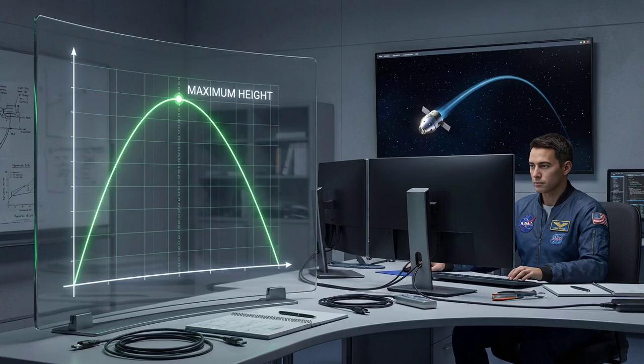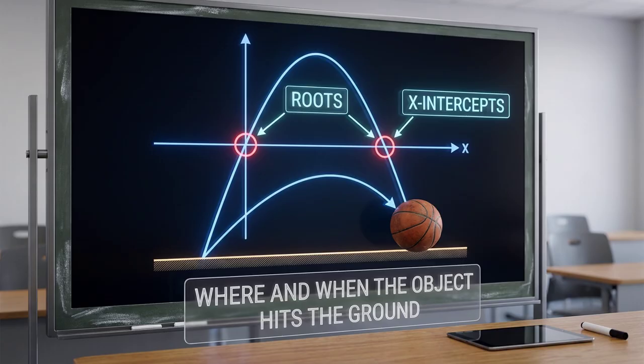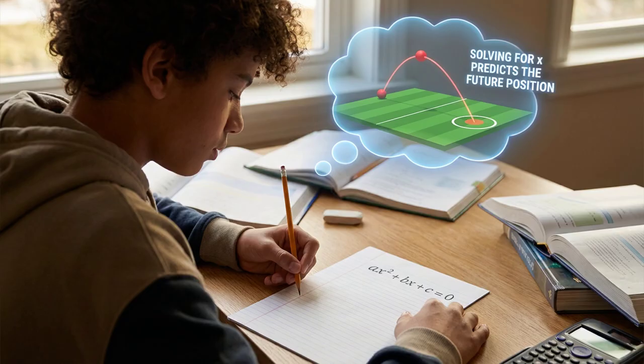The x-axis represents horizontal distance or time, while the y-axis represents height. The most critical point on this curve is the vertex, the very top of the arch. For a NASA engineer, calculating the vertex isn't just homework, it's how they determine the maximum altitude of a spacecraft. Similarly, the roots, or x-intercepts, of the equation tell us exactly where and when the object will hit the ground. By solving for x, you aren't just finding a number, you are predicting the future location of a falling object.